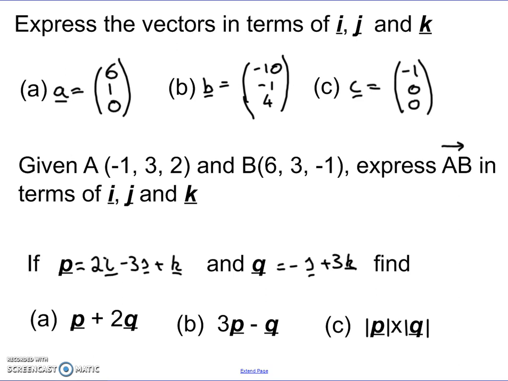And the last one, I've got a vector p and a vector q. I have to use them to find three properties. First one is p plus 2q. Second one is 3p minus q. And the third one is magnitude of p times the magnitude of q. Pause the video and have a crack.